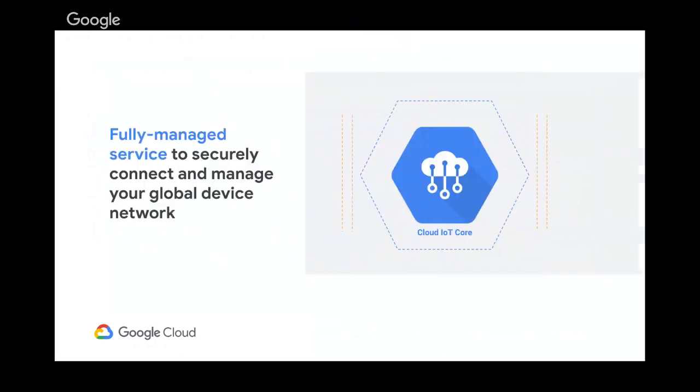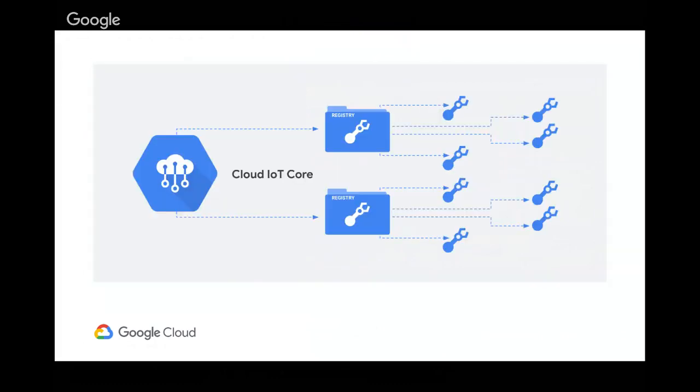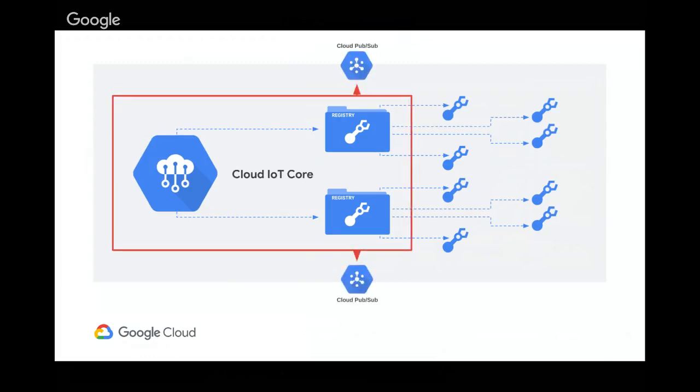What is IoT Core? Well, it's a fully managed service to securely connect and manage your global device network. Okay. If you look at Cloud IoT Core, we're essentially taking data in. We're taking the data from these devices that we configure and add into registries, and you securely register back into that, and you can start moving data around within the cloud platform itself using PubSub actually as the backend topology or as a backend transport mechanism. This is what we're looking at today.